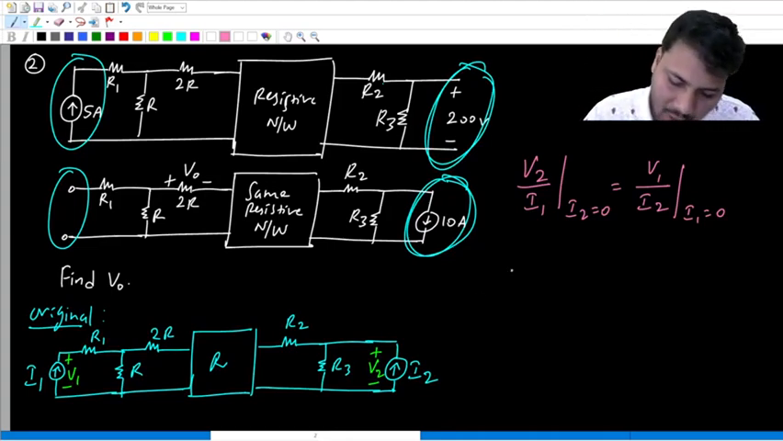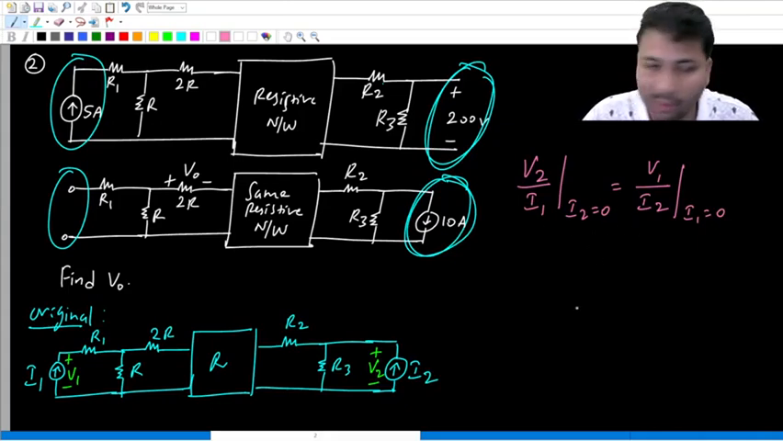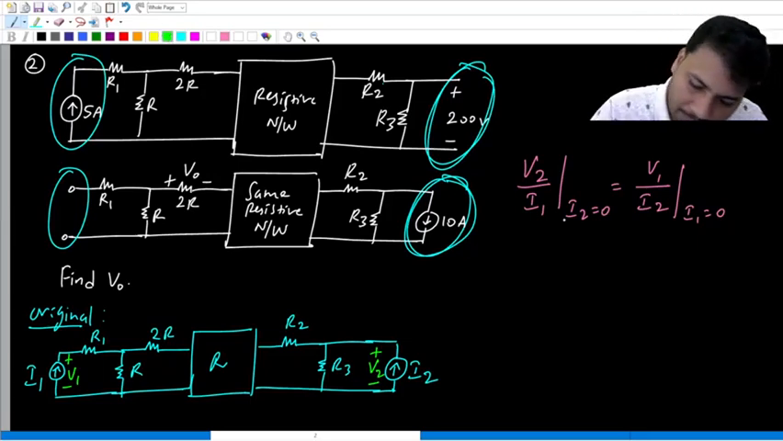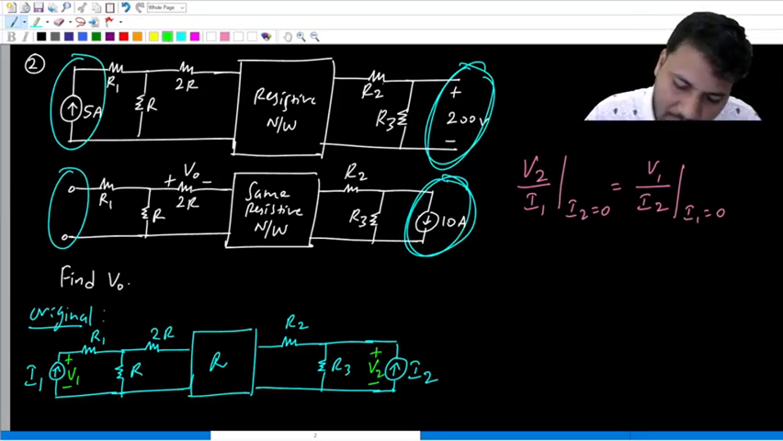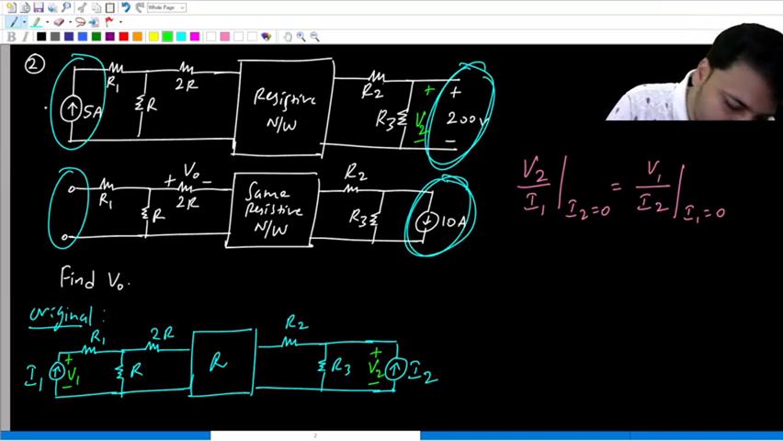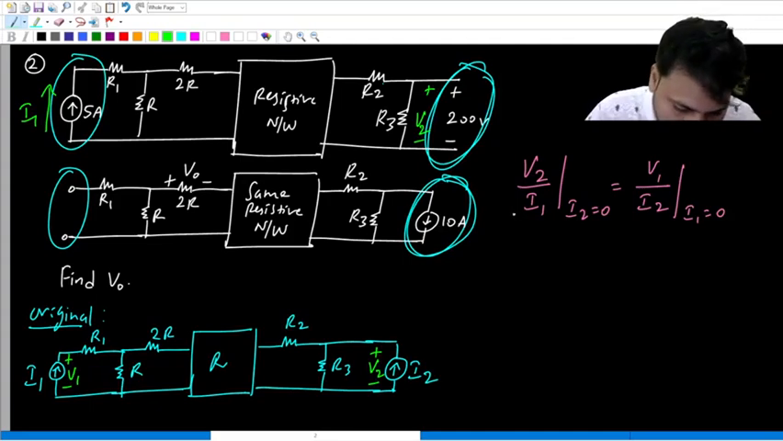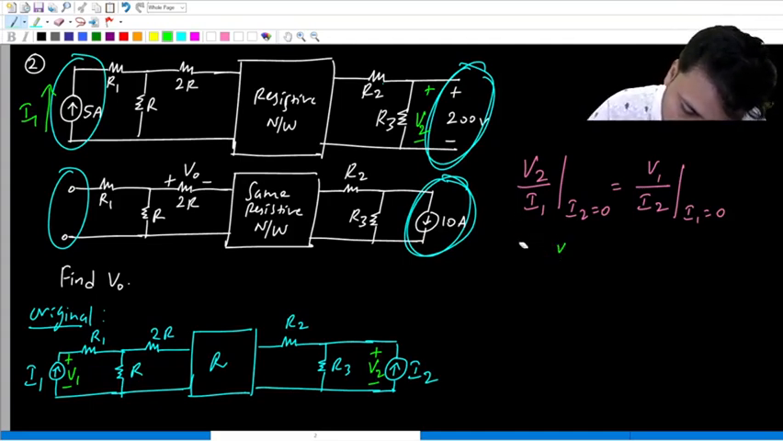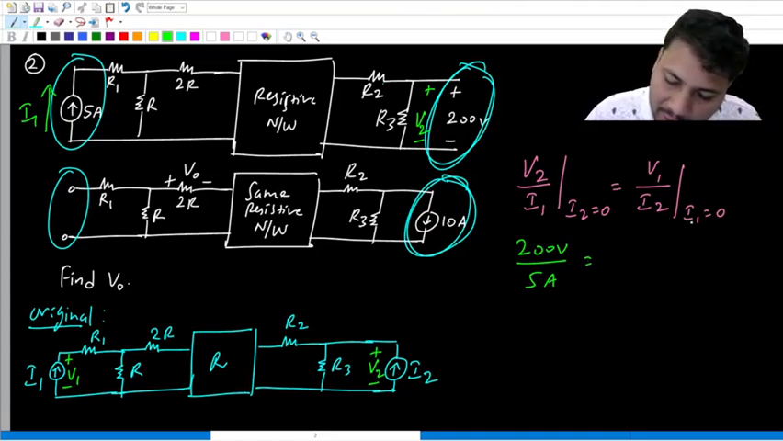Okay. Now you have to compare the two experiments with this result that we have from reciprocity theorem. So in the first case, I2 is made 0. Yes. And then we have this open circuit. So this voltage drop is V2, same as this one. I1 in the original circuit is upwards. So this is I1. So what is V2? It is 200 volts. 200 volts divided by I1, which is 5 amps.